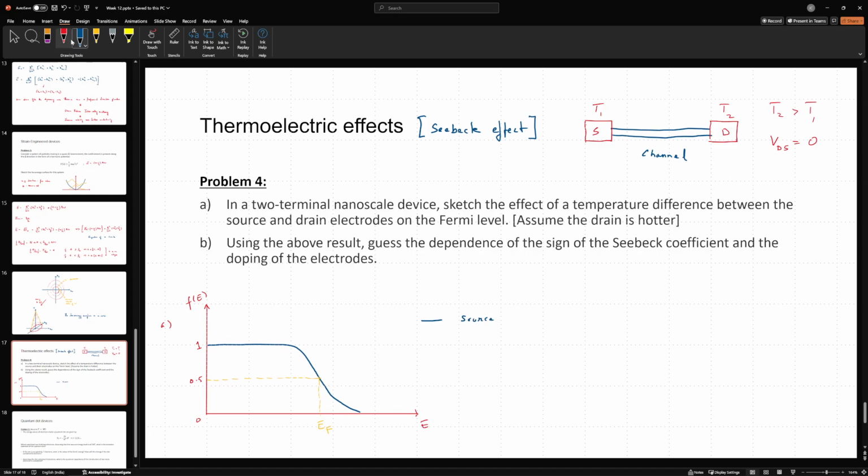Now, what about the drain? We have assumed that the drain is hotter. Since the drain is hotter, again, remember, since there is no voltage difference, it is going to be the same Fermi level. And since the Fermi level is the same and the temperature is different, we shall have something like this happening.